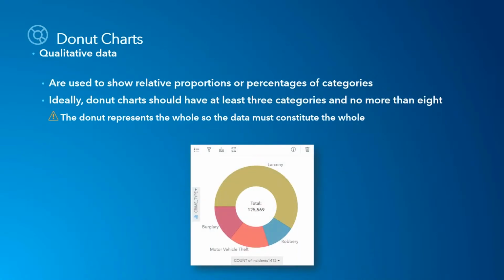Donut charts, again, another qualitative data chart. These are basically pie charts. It's an easy way to think of it. They just have a hole in the middle. So these are used to show relative proportions or percentages of categories, ideal for between 3 and 8 categories. And so obviously if we're talking about a percentage or proportion, these represent a total. So all the categories you include should constitute the whole.